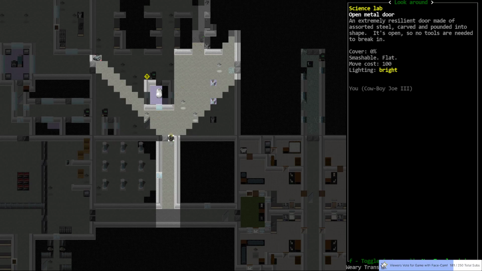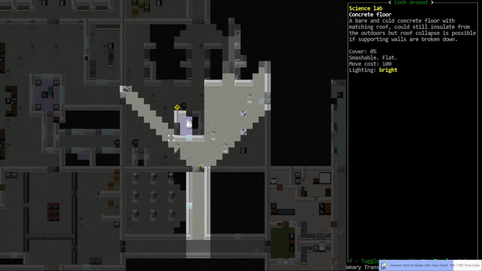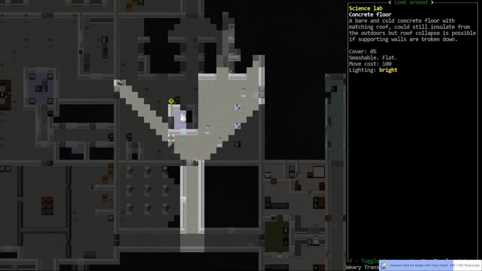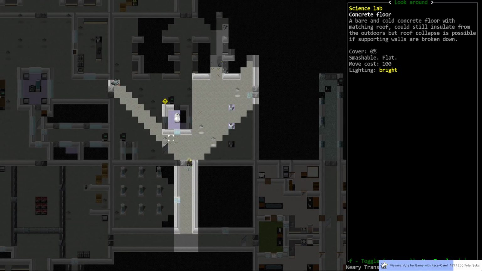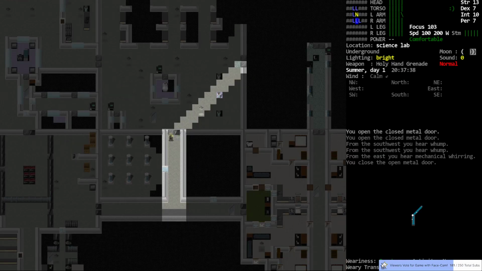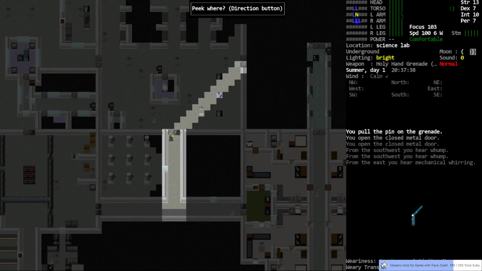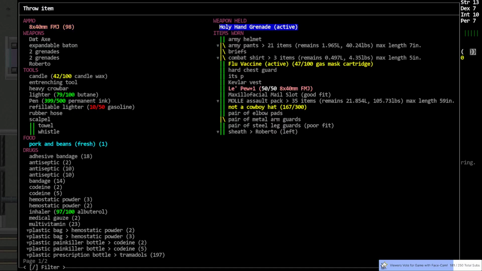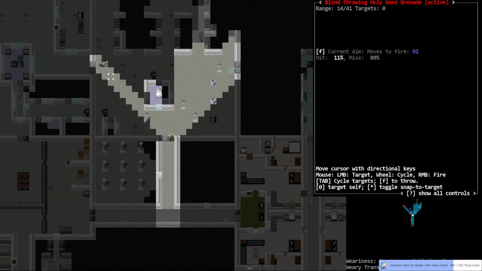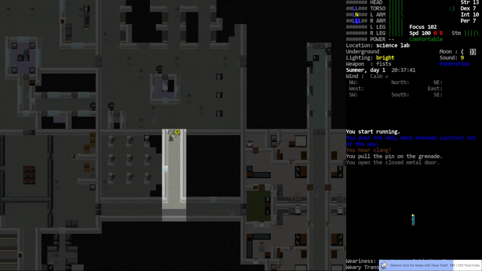Yeah, look at that guy. I'm worried about my throw with these angles, whether it would make it. The direct diagonal is good, but if it deviates even slightly, it's going to end up like here. Let's try it. Activate. Holy hand grenade. The pin has been pulled. Peek to there. Throw. Holy hand grenade. This away. Close door. It's right next to me.